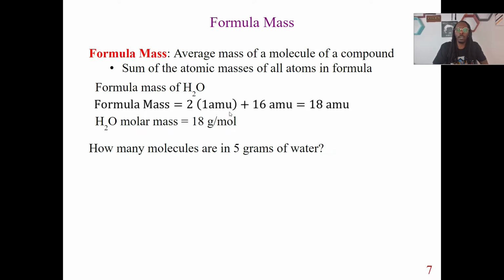Now, Dr. J, where did this 1 AMU come from? The periodic table. That is where it comes from. So this is letting me know the atomic mass of my hydrogen. Hydrogen has 1 AMU. If you look on your periodic table, you'll find it right there. Now, with formula mass, this is the sum of the atomic masses of all atoms in the formula. So I got my hydrogen.